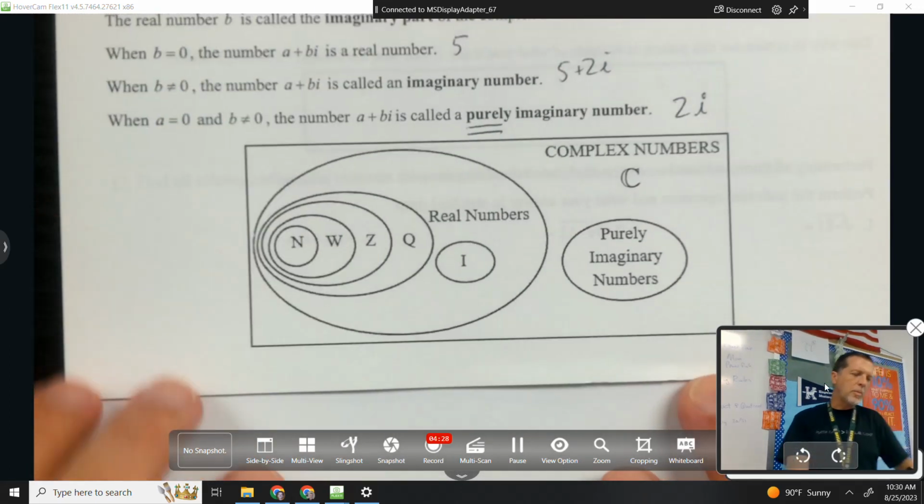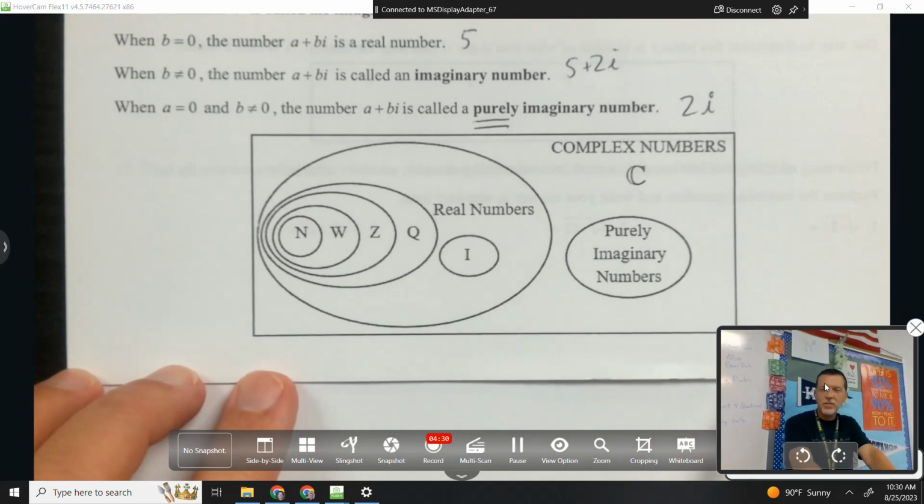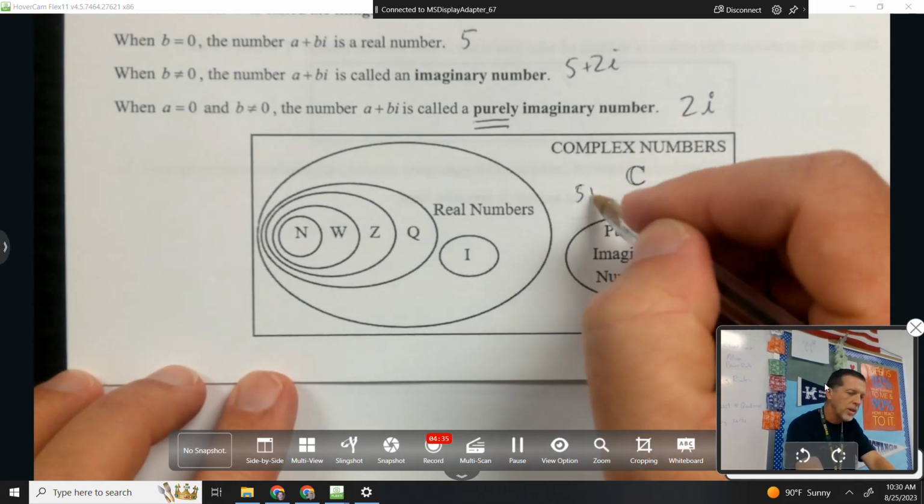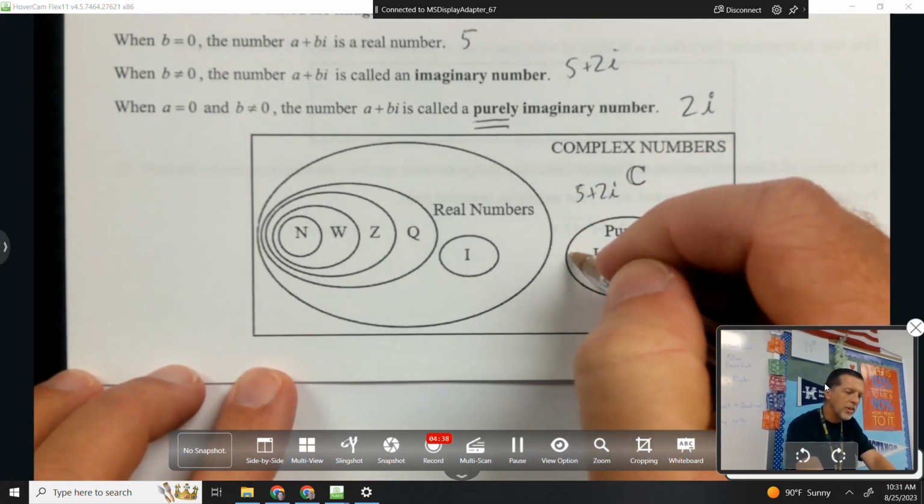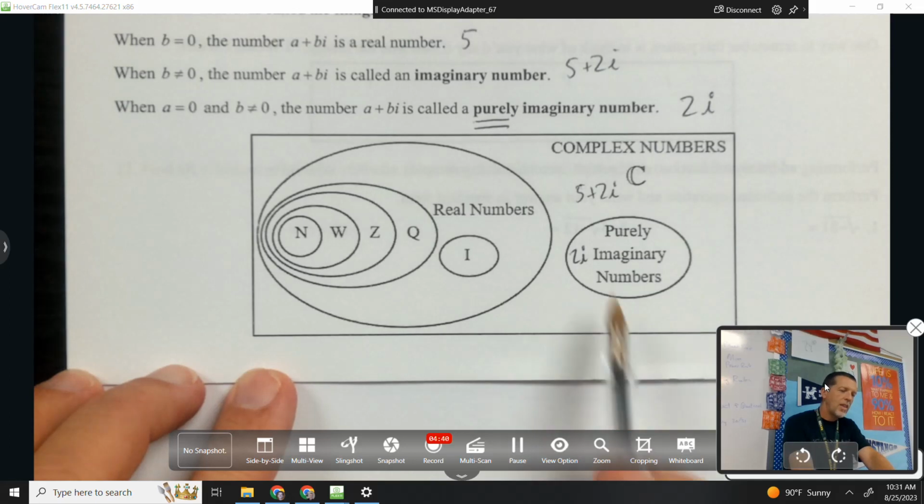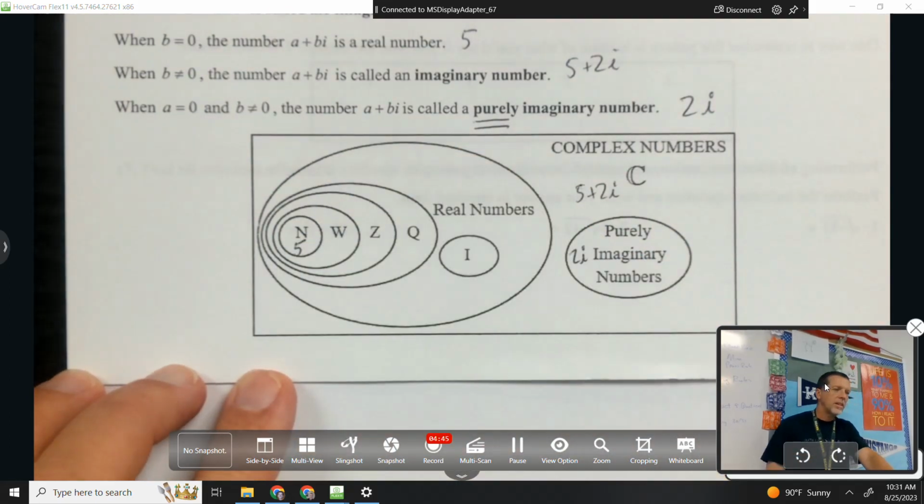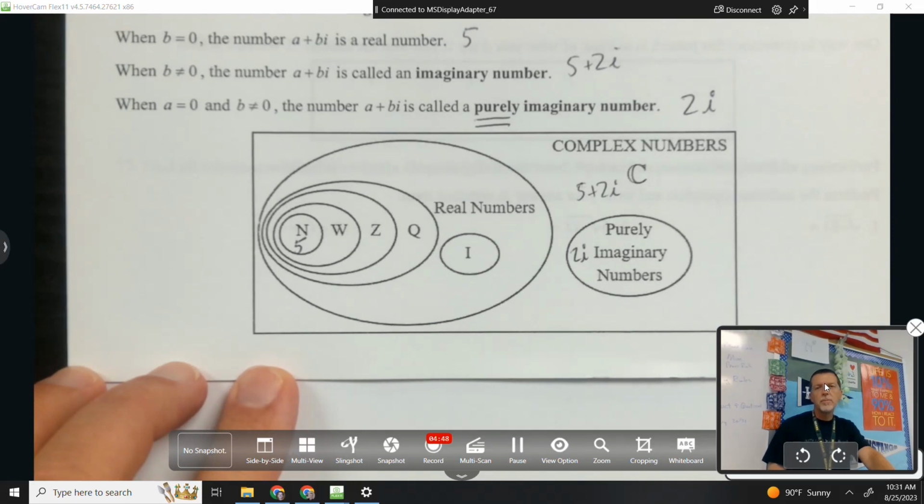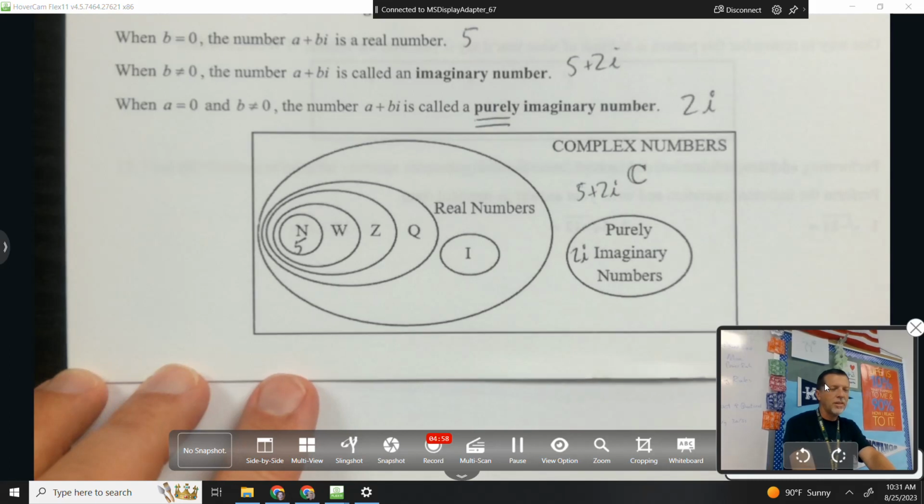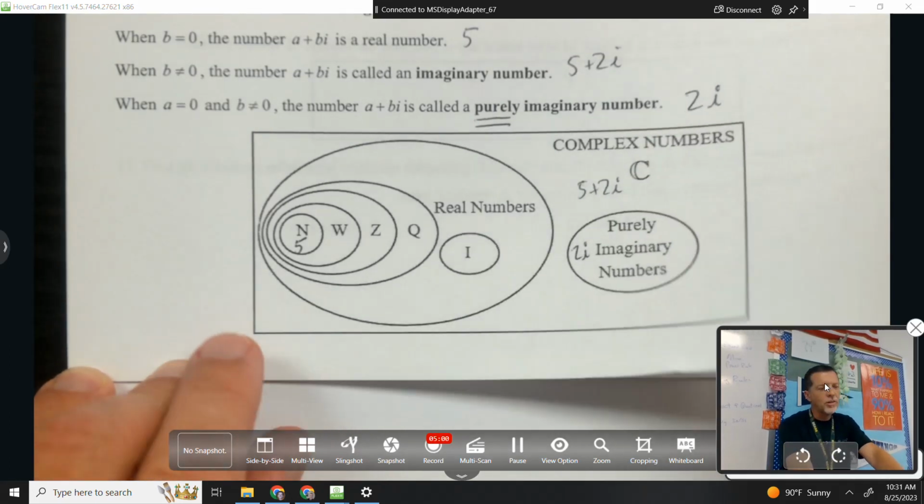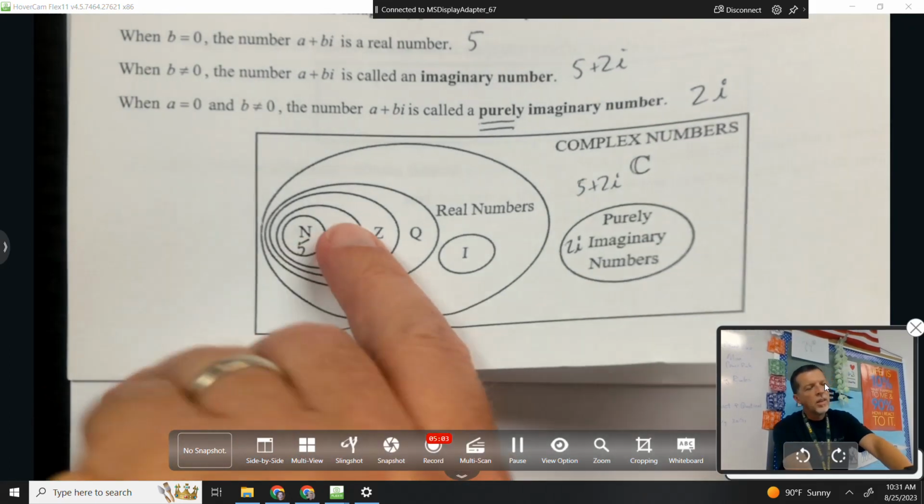At the bottom, here's a picture to try to describe all the different types of numbers. Like complex numbers would be 5 plus 2i. Purely imaginary numbers would be the 2i. And then 5 you can put all the way down to, that's a natural number. There's other ways to classify numbers. So if you Google Venn diagram of number classification, you get all kinds of wacky pictures. All right, let's keep moving.